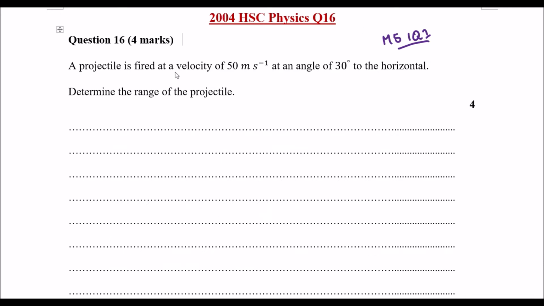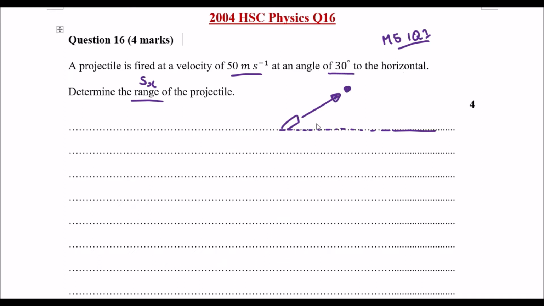So we have a projectile that is fired at a velocity of 50 meters per second at an angle of 30 degrees to the horizontal. The question is asking us to determine the range of the projectile, which I just write down as Sx. For those who aren't quite sure what this question is trying to portray, let me try and draw a diagram like this. Imagine we have a little cannon, and we have our ground, and we fire this object or projectile out.